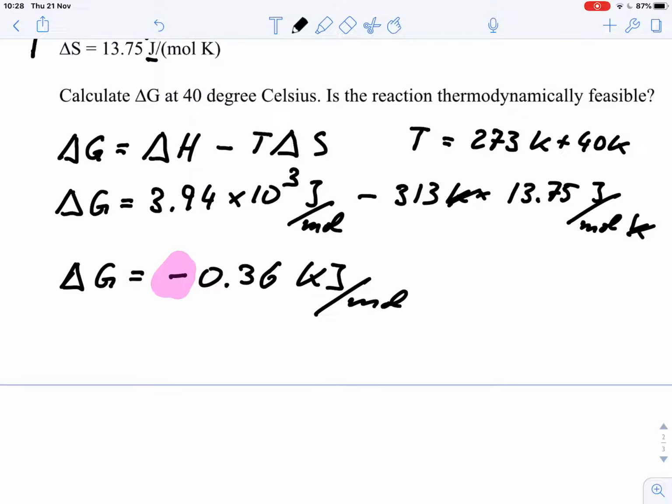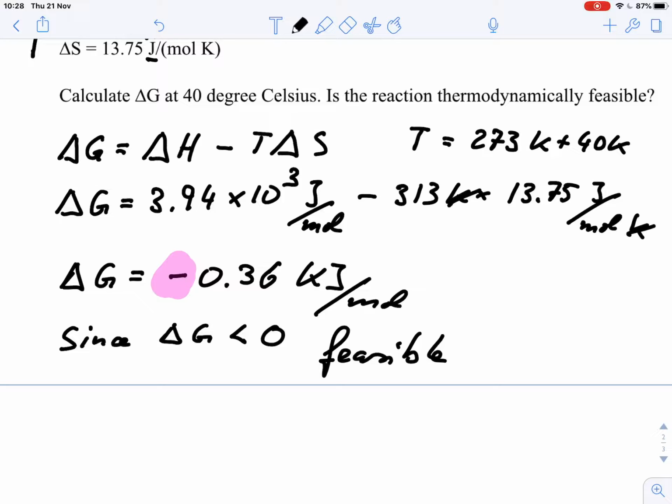And since delta G has a negative sign here, it means that our energy of the system after the reaction has taken place is lower than it was before the reaction, and therefore, since delta G is smaller than 0, we can say the reaction is indeed feasible.